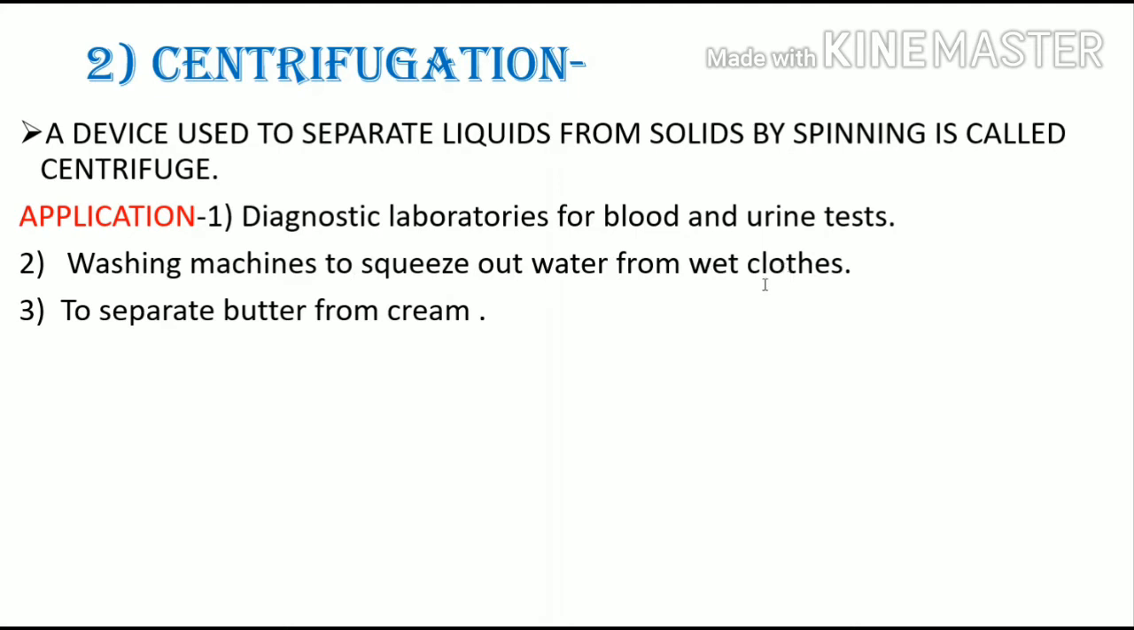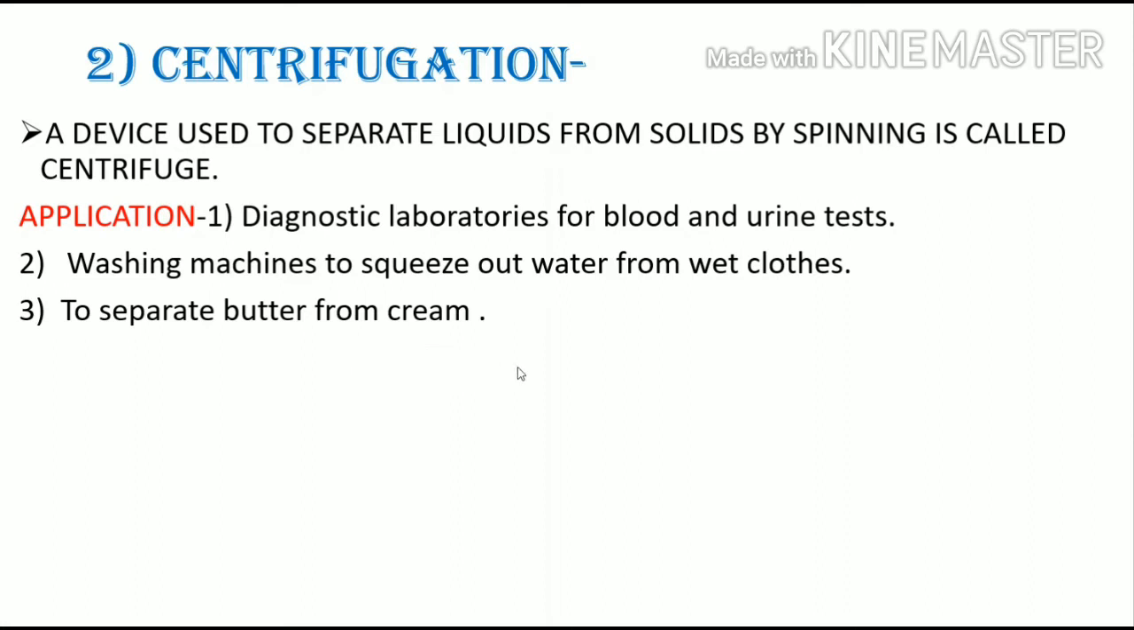Our wet clothes dry easily because the water is squeezed out with the help of the washing machine, and these washing machines are also based on the process of centrifugation. And the third application is to separate butter from cream. When we rotate the cream, the lighter one, the butter, comes off, and that's why we can separate butter from cream.